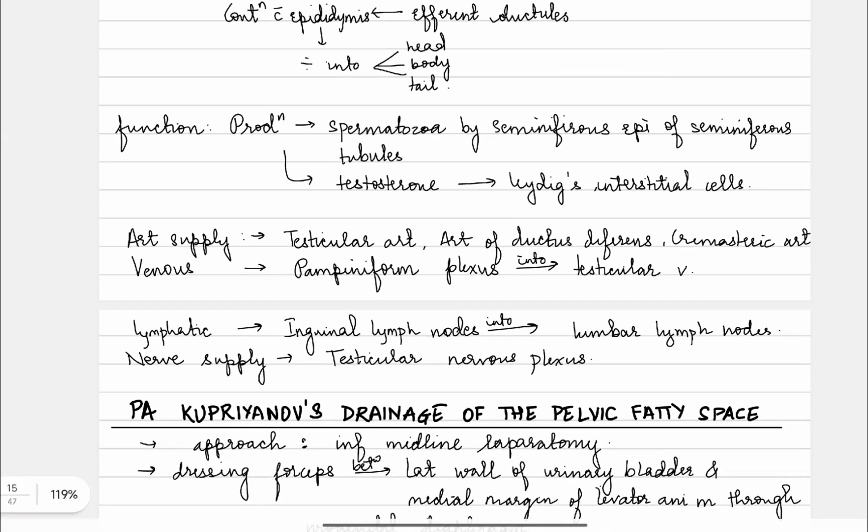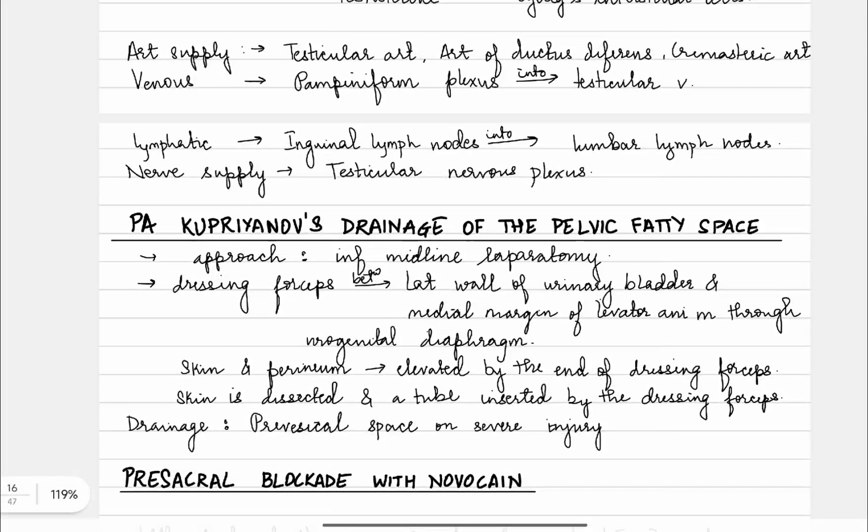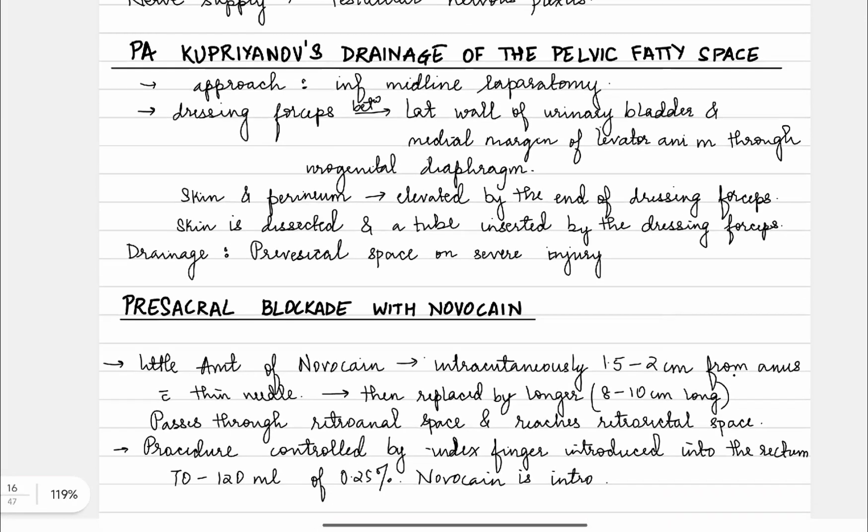Its function is the production of spermatozoa by the seminiferous epithelium of the seminiferous tubules, and testosterone by Leydig's interstitial cells. Arterial supply is the testicular artery, artery of the ductus deferens, and cremasteric artery, and venous drainage is the pampiniform plexus into the testicular vein. Lymphatics are the inguinal lymph nodes, which drain into the lumbar lymph nodes. Nerve supply is the testicular nerve plexus.